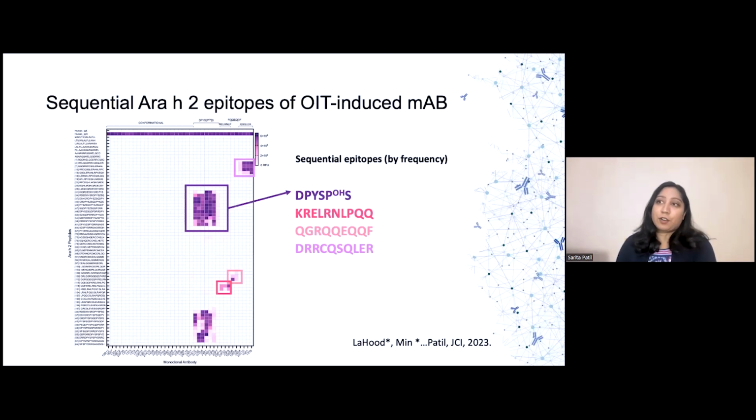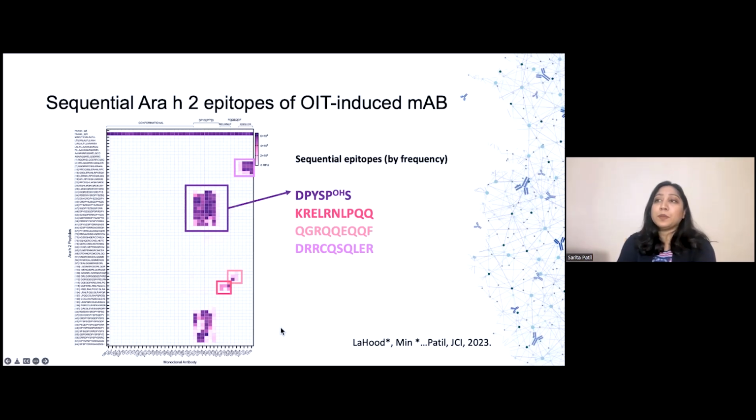The three other sequential epitopes that we identified are also ones that have been previously identified by peptide microarray of polyclonal serum from peanut allergic patients. So we felt very confident that these sequential epitopes were highly relevant in the field of peanut allergy.